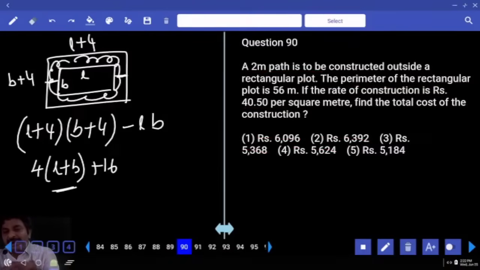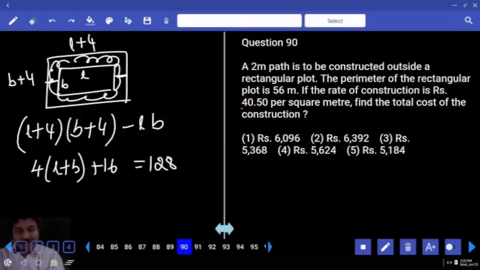L and B are the length and breadth of the inner rectangle only. The perimeter of the inner rectangle is 56. 2 times of L plus B is 56. But here we have 4 times, that will be exactly double. 56 doubled is 112, plus 16, 128. Are you following? This is the area to be constructed.